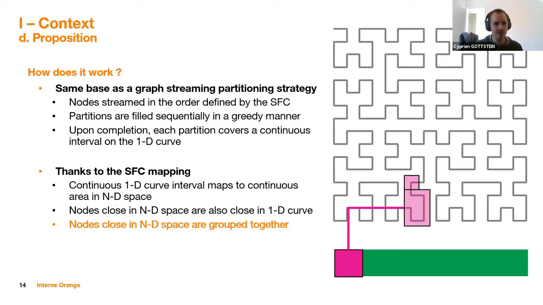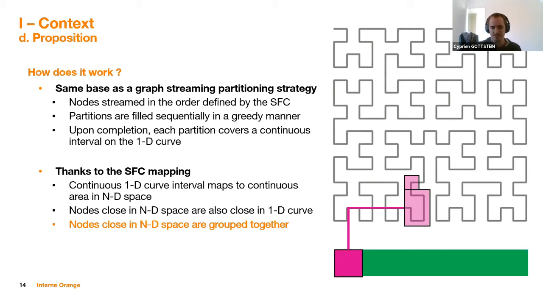Upon completion, each partition will cover a continuous interval in the 1D curve. And thanks to the space filling curve mapping, a continuous unidimensional curve interval actually maps to a continuous area in the multidimensional space. It is what is shown on the right.